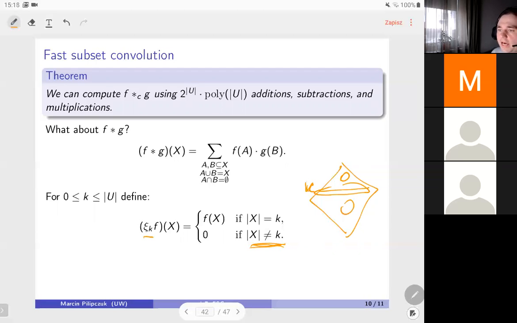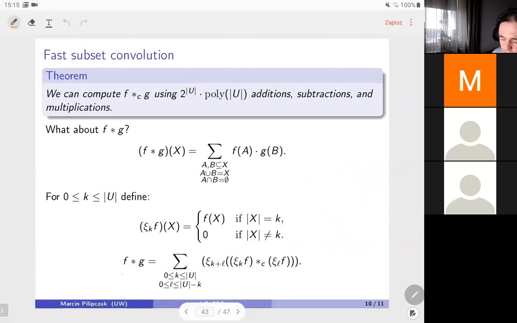And the hack we are going to use here is the following: if I want to look at the product, I'm going to look at the cover product, but I'm going to split this cover product into n squared cover products of sets of the correct size. So this is the trick here. I'm taking f, looking at only sets of size k. Now I'm taking g, sorry, this should be g here. I'm looking at only sets of size L, making the cover product here.